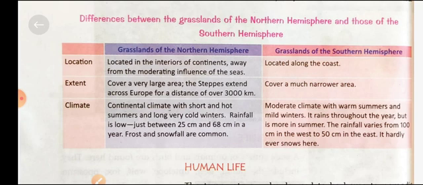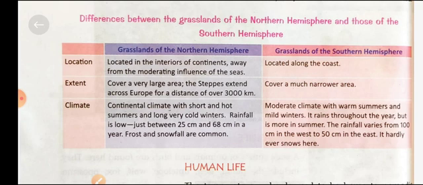Climate. In the grassland of the northern hemisphere, the climate is continental, with a short, hot summer and a very long, cold winter. Rainfall is low, just between 25 centimeters to 68 centimeters in a year. It receives only low rainfall in this region.